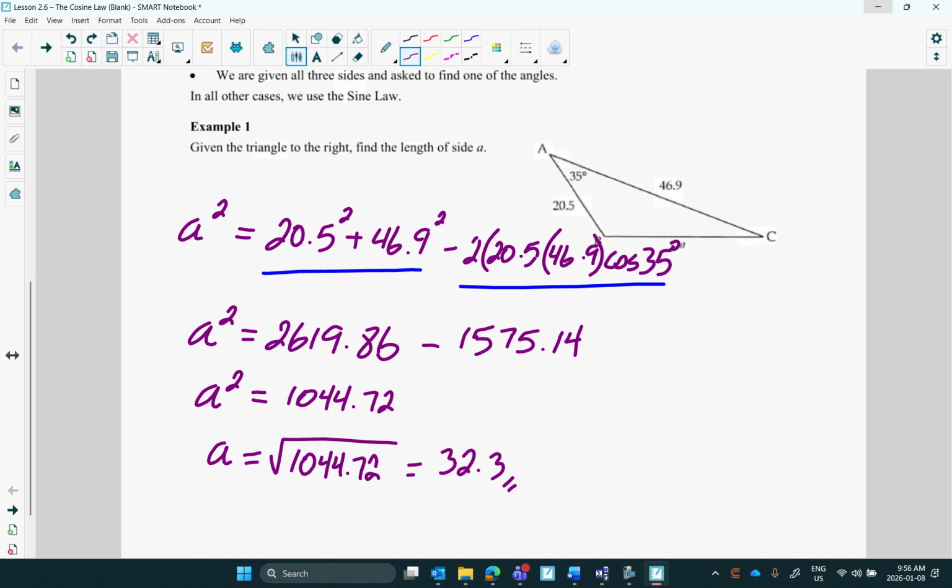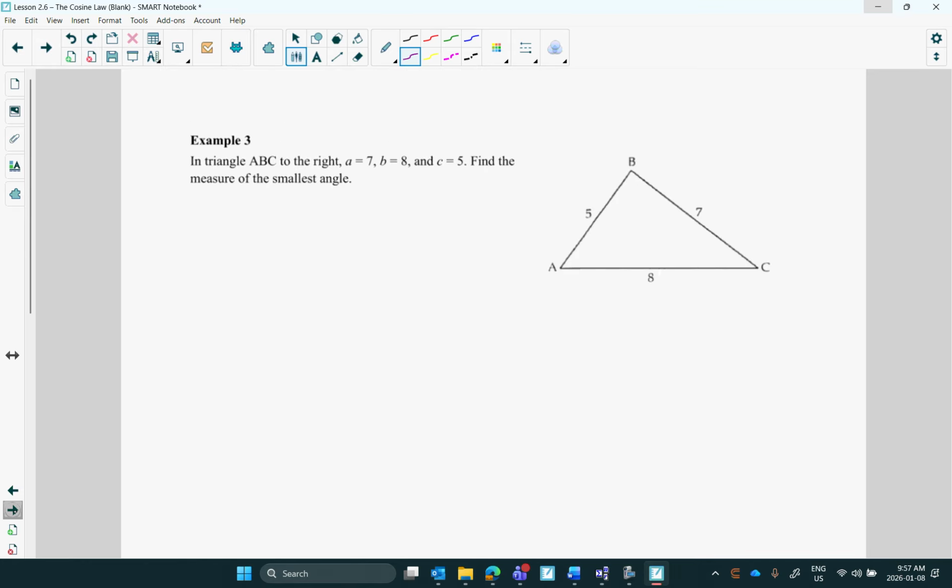Okay. So pretty straightforward to find a missing side using cosine law. The thing you've got to watch out for is setting this up properly before you do the calculations. Okay, example 2.